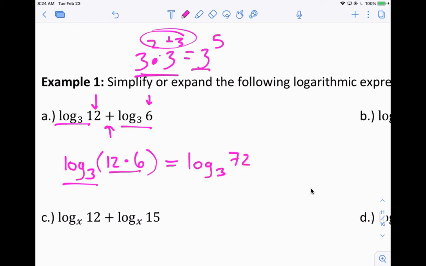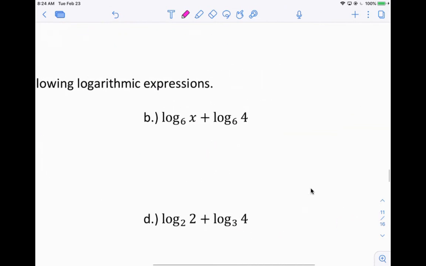Okay, let's look at that again. Over here, we've got log 6 of x plus log 6 of 4. I've got addition, so I can smush these into 1 log base 6. The arguments will now become multiplied. I can't really simplify this any further because I don't know x, but I've simplified this down to log 6 of 4 times x instead of 2 different logs being added.